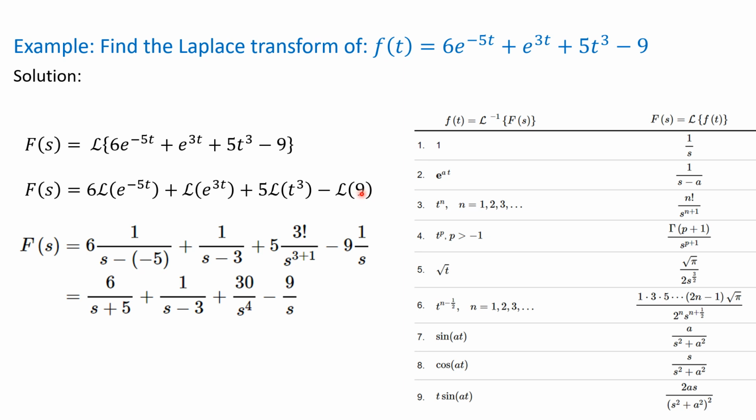The Laplace transform of 9 is simply 9 times 1 over s, because you can write this as 9 times 1. So it's 9 times the Laplace transform of 1, which is 1 over s. So putting all that together, the Laplace transform of this function is given by the following.